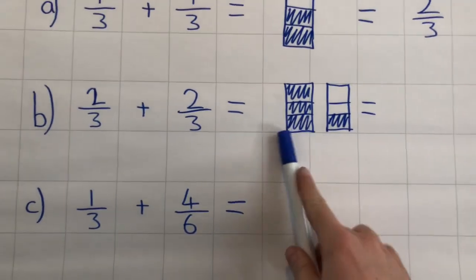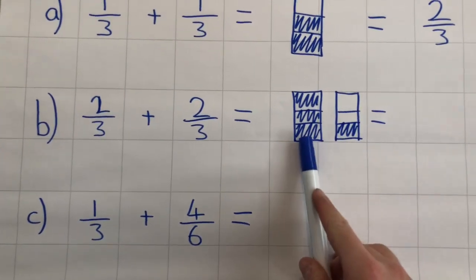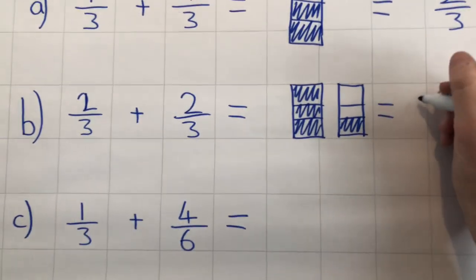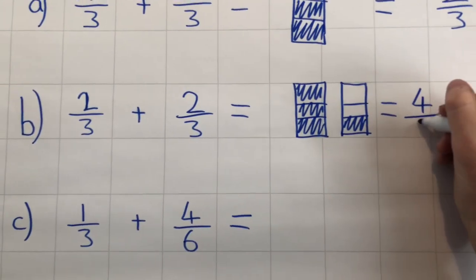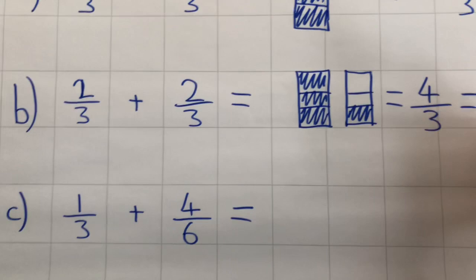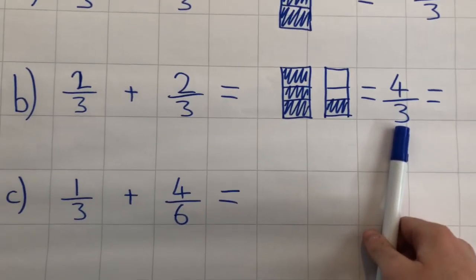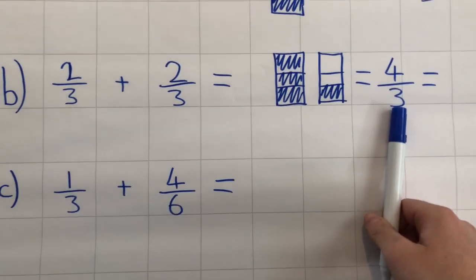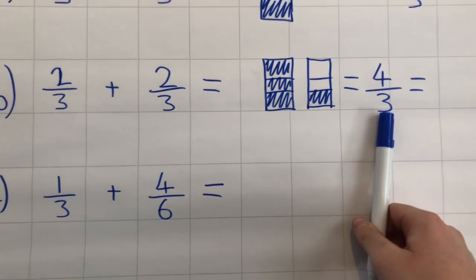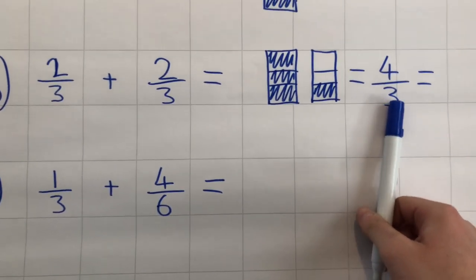Now, there's two ways we can say this. We can say that as a total, we have 4/3, which we do. That, however, would be an improper fraction. What I'd like is to be able to express it as a mixed number. A mixed number represents whole numbers and fractions.